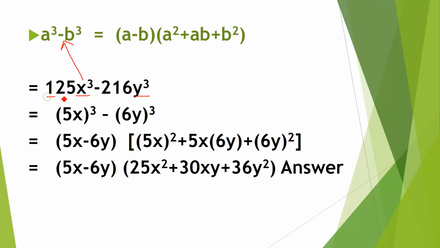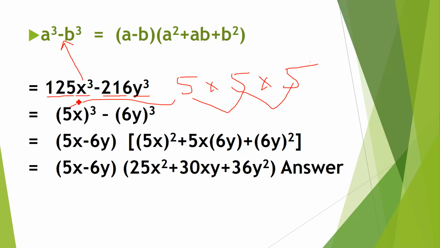But the integer should also be a cube, not only the variable x cube or y cube, also the integer. So we have 125x cube. 125 is the cube of 5. Instead of 125x cube, we can write 5x whole cube, right? It means if you write 5 three times, 5 multiplied by 5 multiplied by 5, it is equal to 125. 5 times 5 is 25, 25 times 5 is 125.